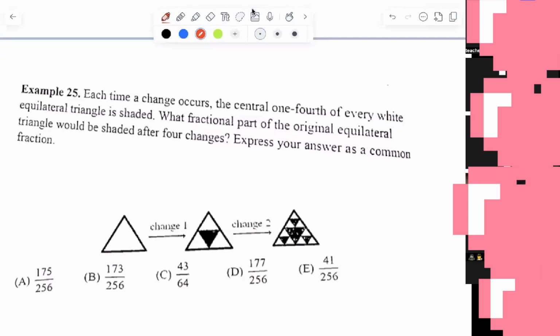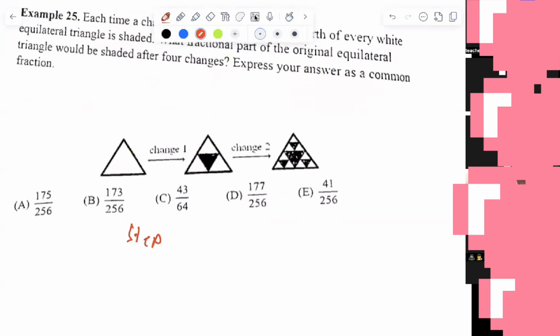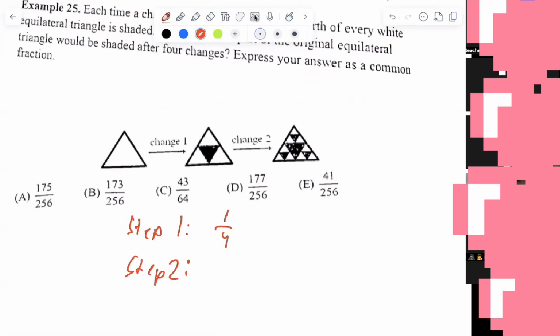So basically how you're supposed to do this question. Notice that each time a change occurs, the central one-fourth of every white equilateral triangle is shaded. So now, step one, yeah, it's actually A. Step one is to change, it gives you one-fourth triangle shaded. Step two, change two, is one-fourth plus 3 times one-fourth squared. Right? It's one-fourth of that one-fourth triangle.